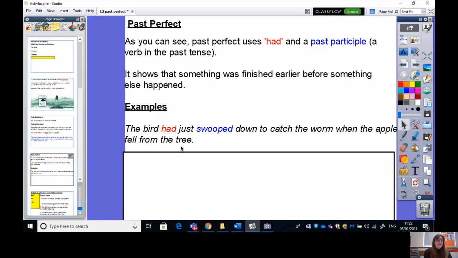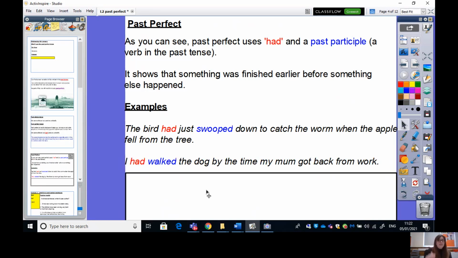You can see that had usually goes before the verb. There may be a word in between the two, but had will come before the verb here and the had after the noun. In this example here, nothing separating had and past participle. I had walked the dog by the time my mum got back from work.